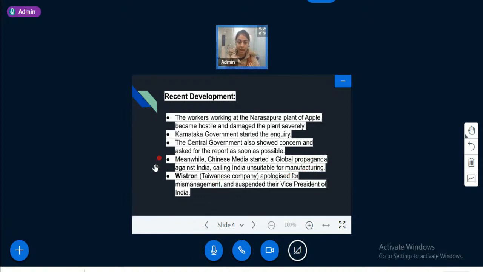After some time, Wistron company took up the probe and ultimately came out with the conclusion that yes, it was a mistake from our side, it was our mismanagement. As a measure, they have suspended the vice president of their company in India. This has happened.